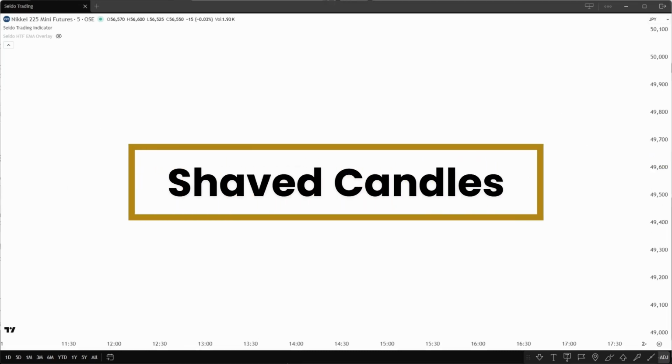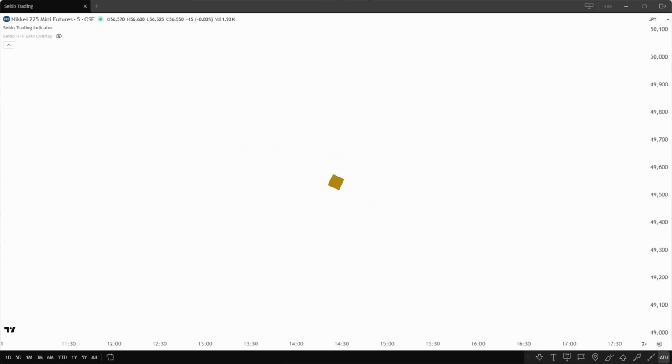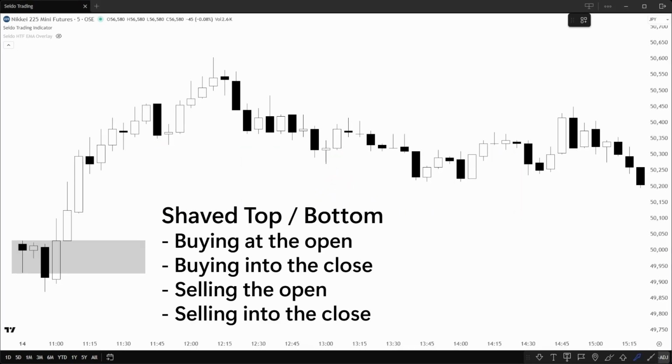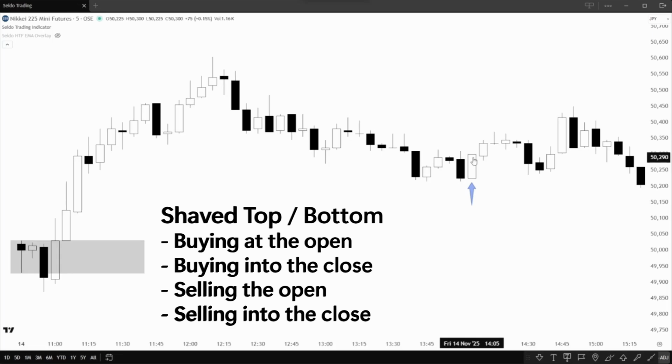Bars without wicks, shave top, shave bottom, or both, show the relative strength and eagerness of market participants to get involved. So in this example here, bulls were buying on the open. They continued to buy it into the close.